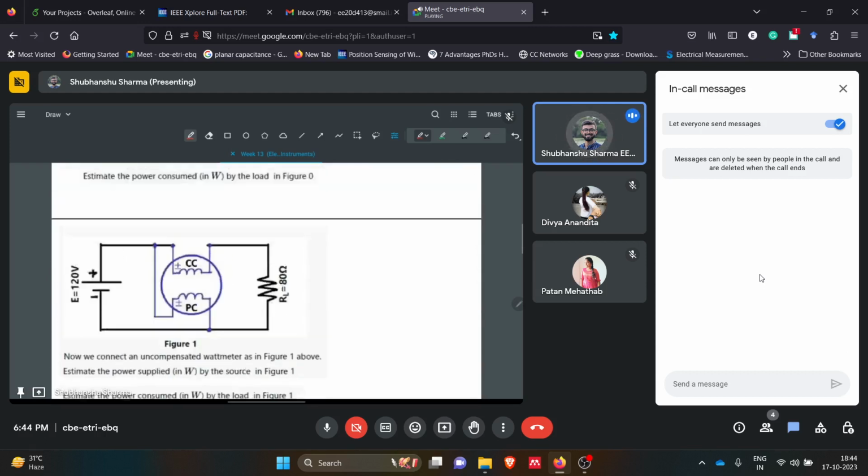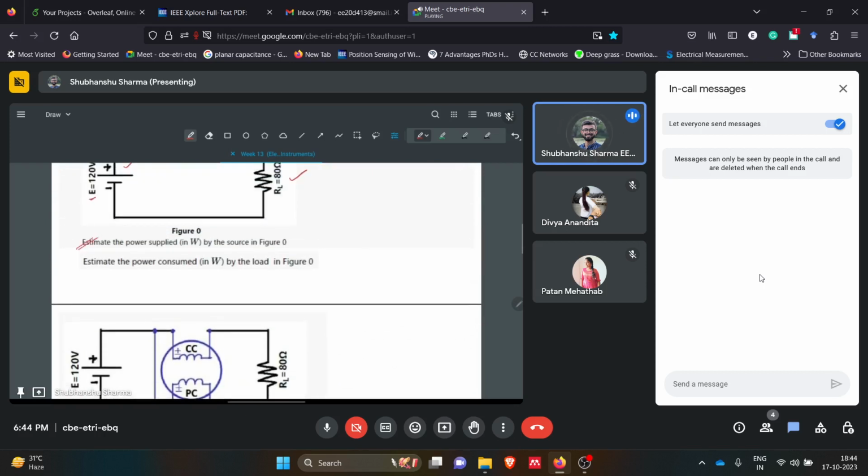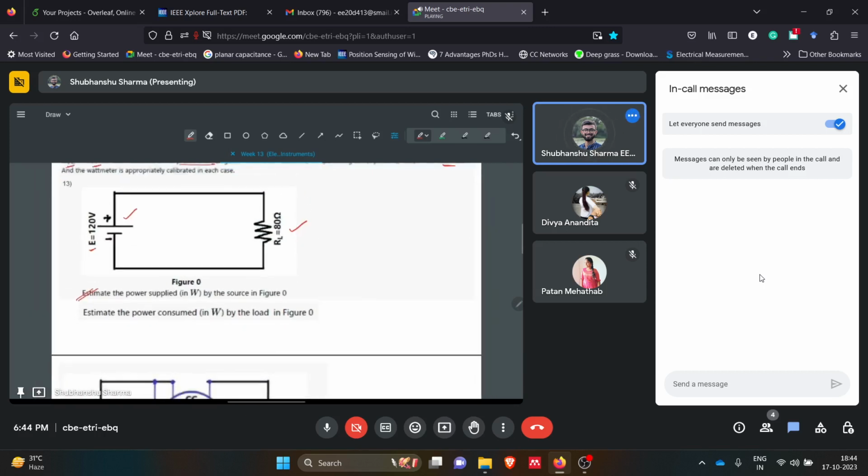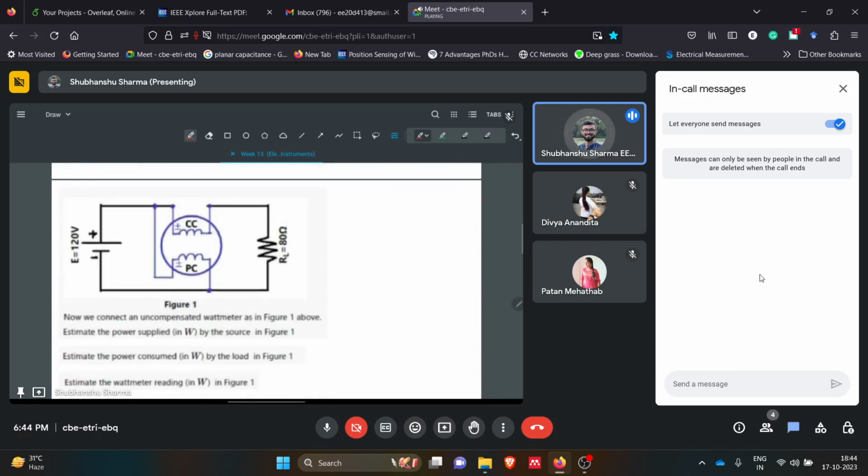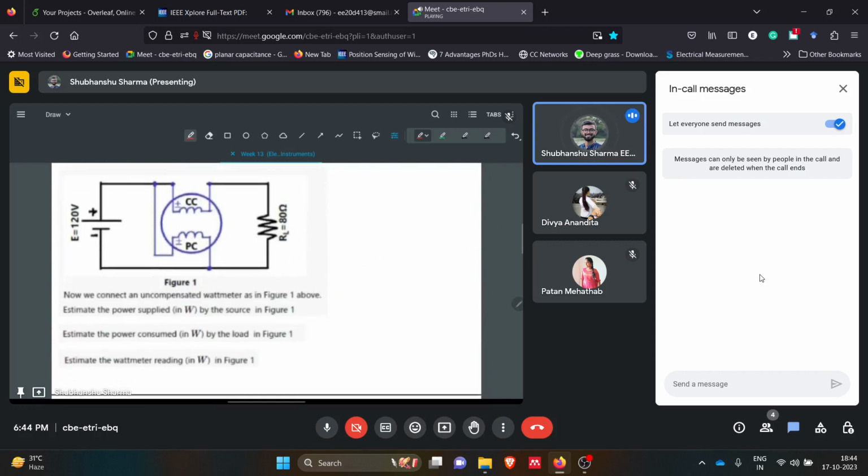So now you will see. Initially they asked something simple: what will be the power supplied from the source and what will be the power consumed. So power is basically VI. You know this V, and only the I you need, which you can easily get. So this is a very basic, easy question. The important thing is how the wattmeter connections are being done in order to measure the power.